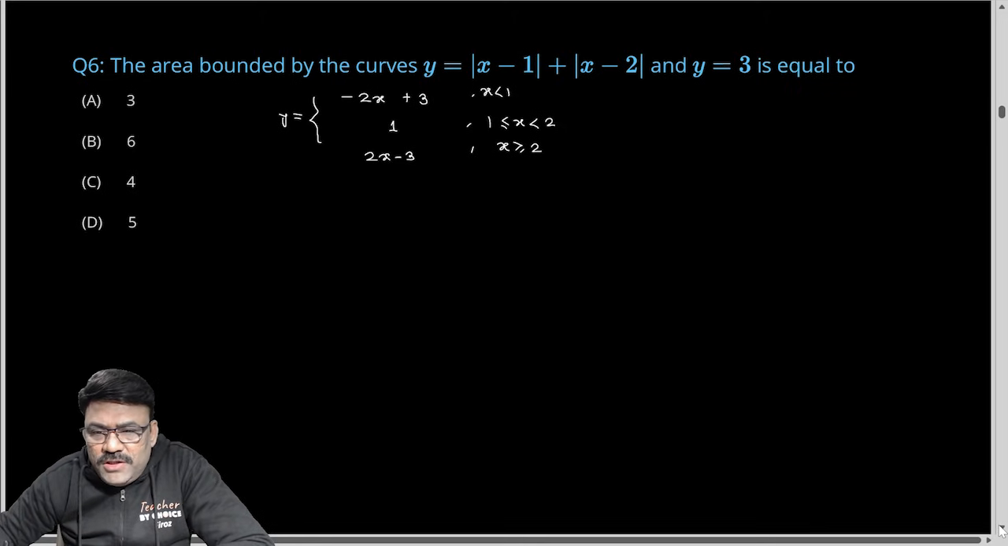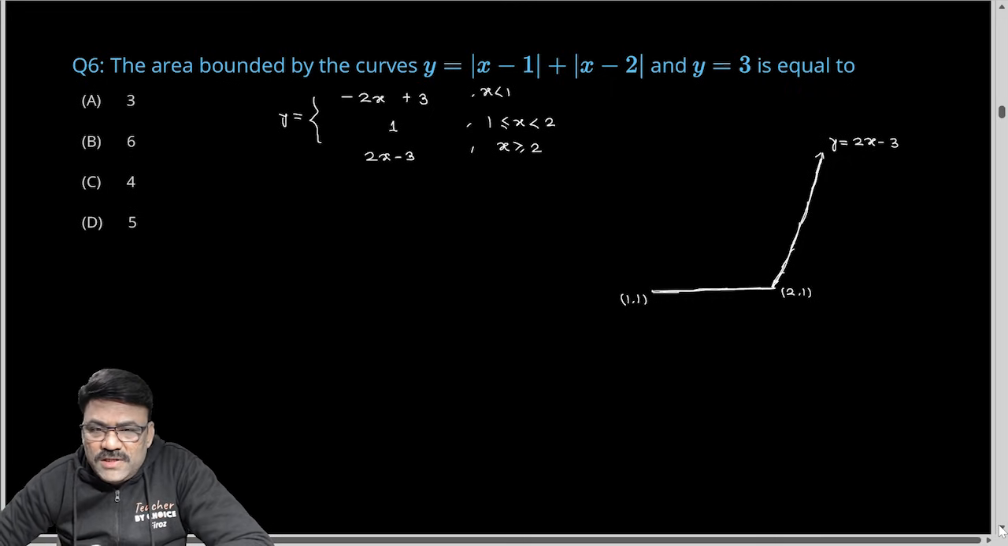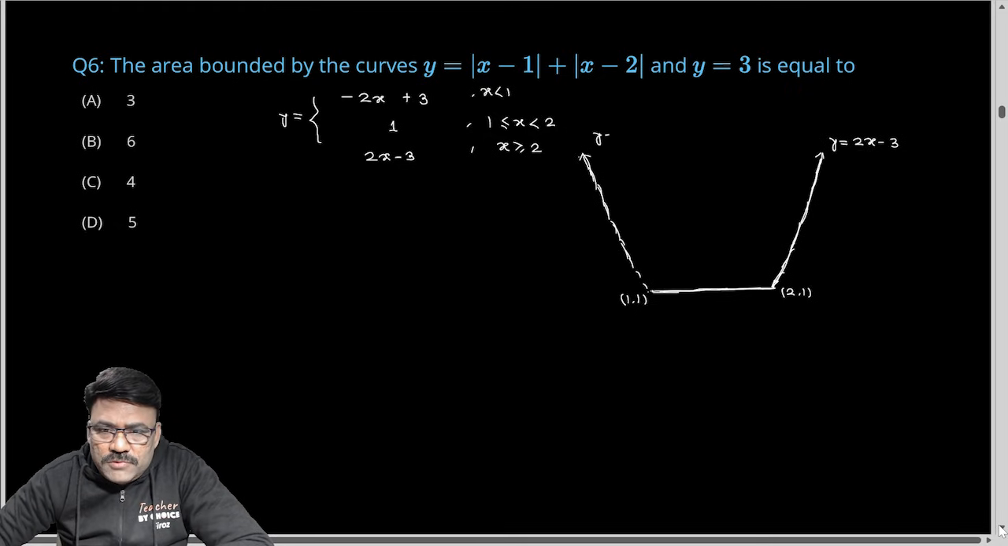So now let's draw the graph. See, between 1 and 2, it is constant 1. So this point is 2, 1, and this point is 1, 1. Now for greater than 2, it is an increasing line, 2x minus 3, with slope 2. This line is y is equal to 2x minus 3. And for less than 1, it is a decreasing line, minus 2x plus 3. This line is y is equal to minus 2x plus 3.